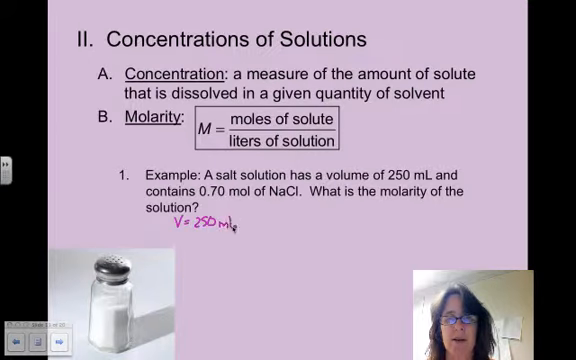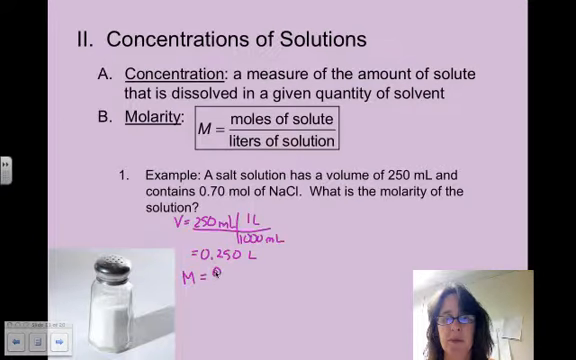I hope you like how I figured out how to make my pen purple now. Very exciting. And we're dividing by 1,000. Hopefully you remember how to do that. And we get a volume of 0.250 liters. So now we can calculate the molarity by putting the moles on top and the liters on the bottom.